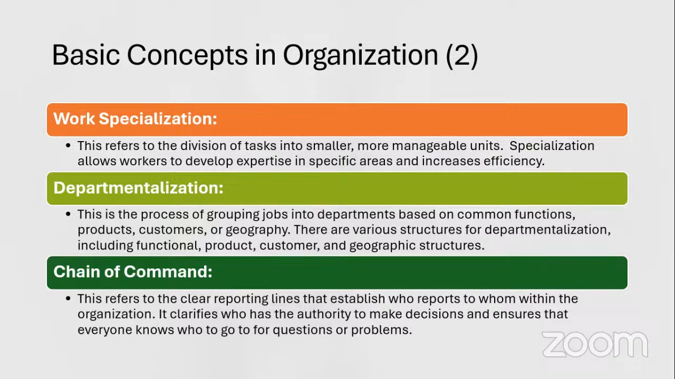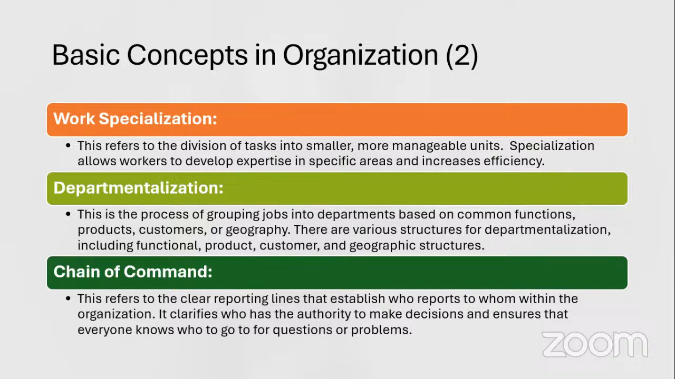and increases efficiency. In some organizations, they will tell you this is a professional department. So they have a professional department, an administrative department, and different other departments. Some departments are highly specialized, and that's what they want to do with the admin department. So everybody in the admin department will be highly specialized. Then they have departmentalization, that's breaking down your organization into departments, grouping the jobs into departments. This is the process of grouping jobs into departments based on common functions, products, customers, or geography. There are various structures for departmentalization, including functional, product, customer, and geographic structures.